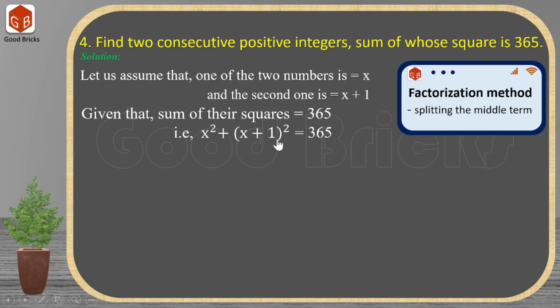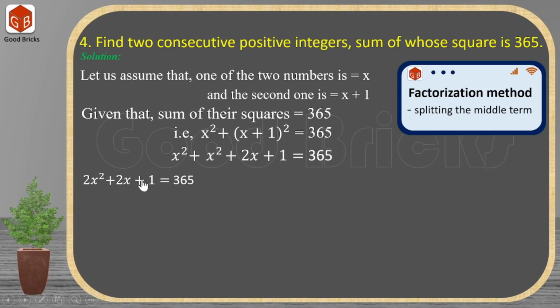So when you simplify using a plus b whole square, this x plus 1 whole square, you can write x square plus 2x plus 1, a square plus 2ab plus b square. I think this formula you know, and you can expand. Now let us simplify the similar terms. x square is here and here also x square. These are the two similar terms. When you add these two, you will get 2x square plus 2x plus 1 is equal to 365.